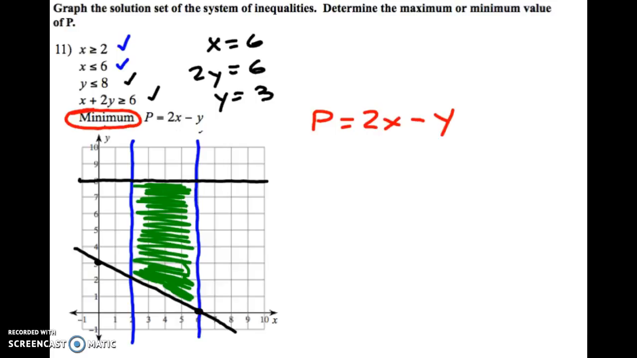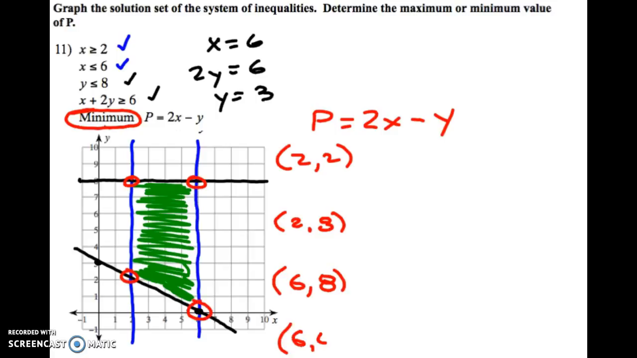Plugging our corner points into the objective function, P equals 2x minus y. So let's look at those points we need to check. We've got one on the bottom left here at (2, 2). Upper left is at (2, 8). Upper right is at (6, 8). And bottom right is at (6, 0).